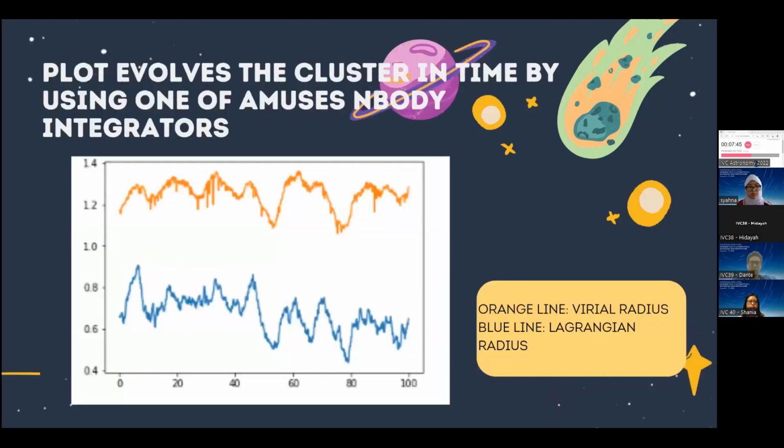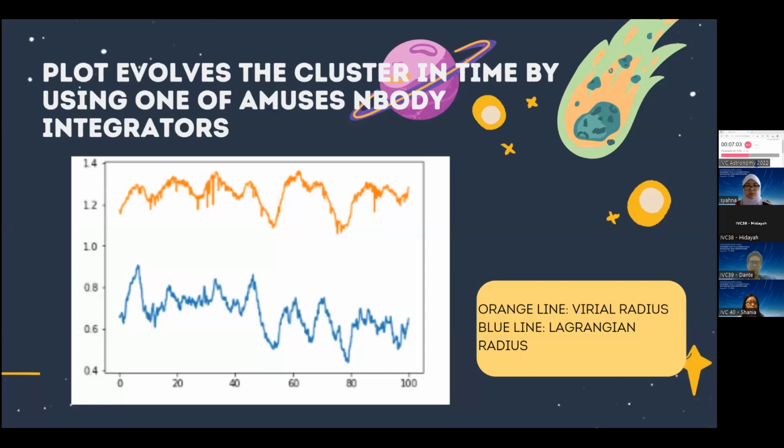Okay, so this is the evolution of the Lagrangian radius and virial radius that is already plotted. The orange line is the virial radius and the blue line is the Lagrangian radius. So the Lagrangian radius is the radius of the Lagrangian point. The Lagrangian point is the point where the gravity potential is zero in an n-body system. So the Lagrangian radius is the distance of the Lagrangian point to the center of mass. The Lagrangian radius keeps changing because the stars in the cluster are not moving in a perfect circle. It depends on the stars' movement at that time.